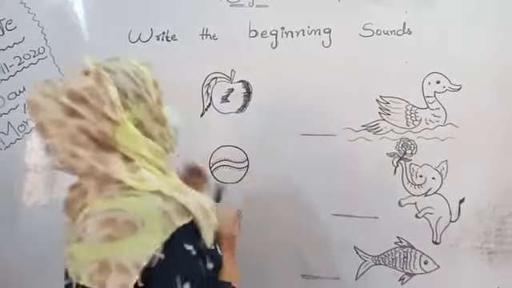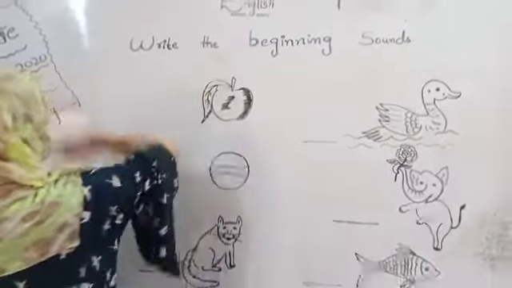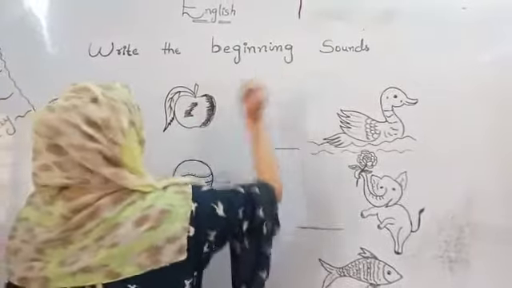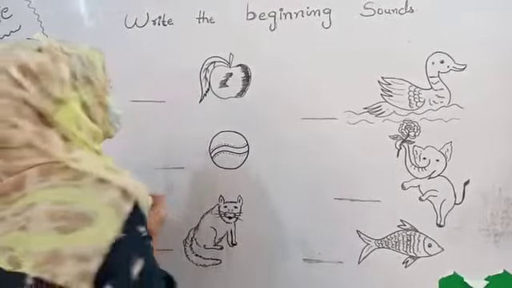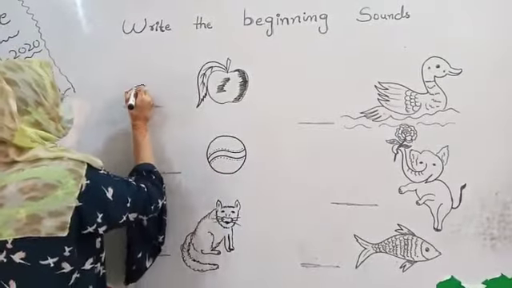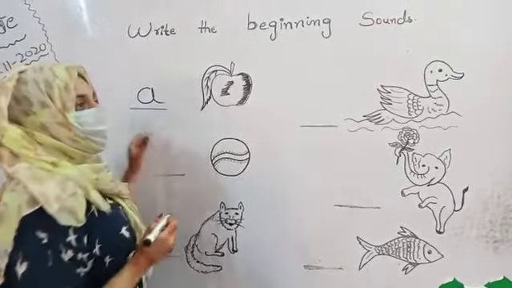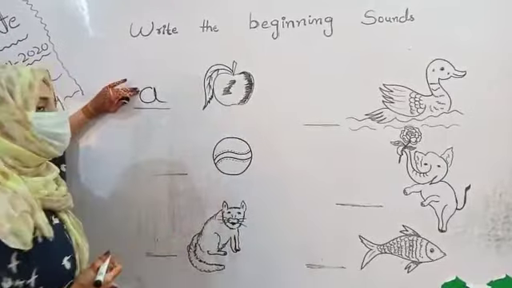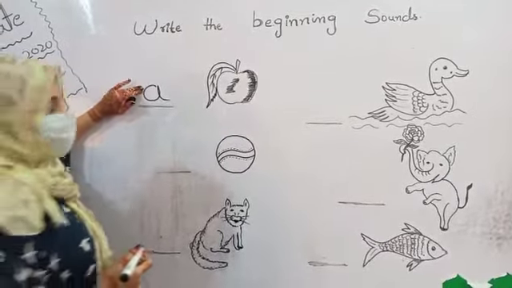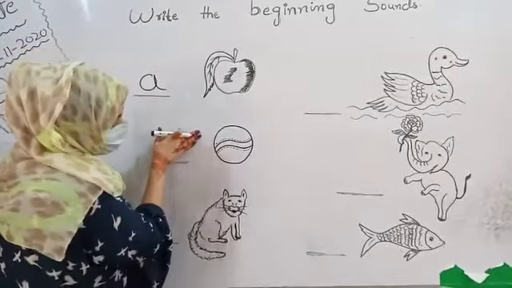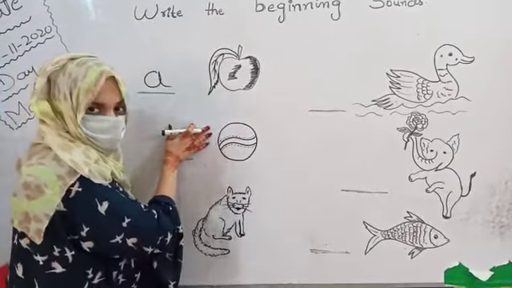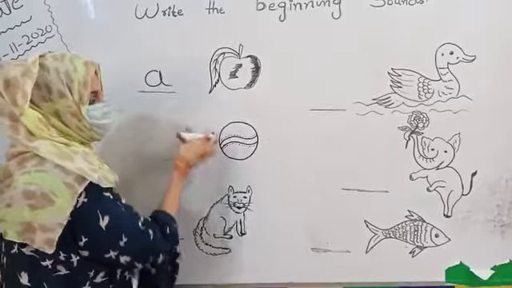So let's start. In subject English, write the beginning sounds. Okay, now tell me which picture is this? Okay, tell me which sound is this? Apple. Then second one, which picture is this? Ball.